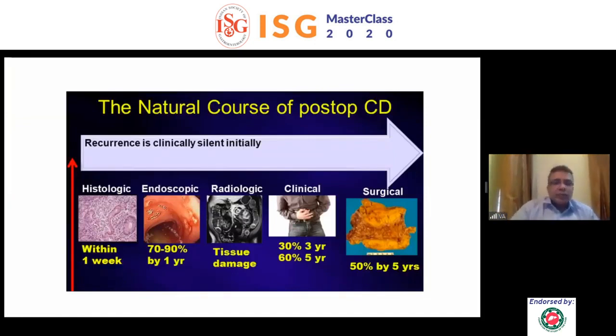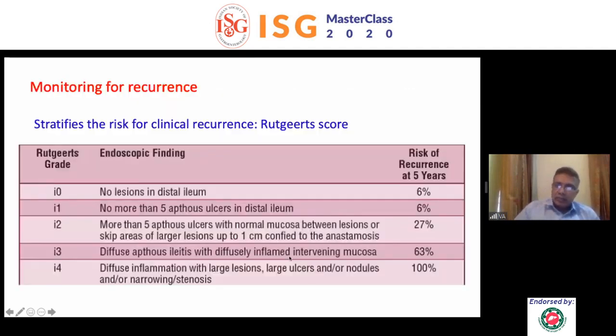Crohn's is going to come back. The recurrence is going to be clinically silent initially. It is going to be histological, endoscopic, radiological, then clinical. And by 3 to 5 years, 30 to 60% of patients are going to have recurrence. So how are you going to manage?